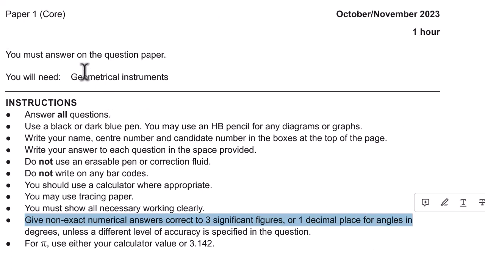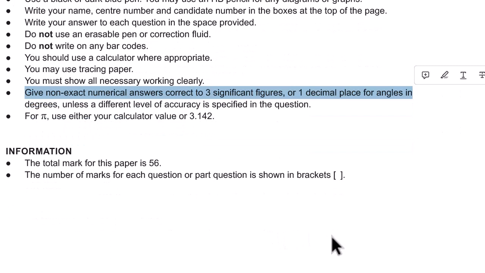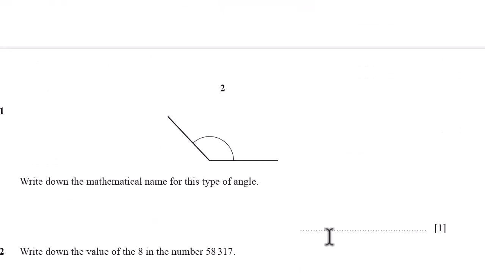So you are allowed to use your geometrical instruments and your calculator as well. The question paper carries 56 marks. This particular question paper has 25 questions, and the total mark for it is 56 marks. The number of marks for each question or part question is shown in brackets. If you are familiar with IGCSE, you would have seen how they put the mark for each question outside like that. So let's start with the very first question.